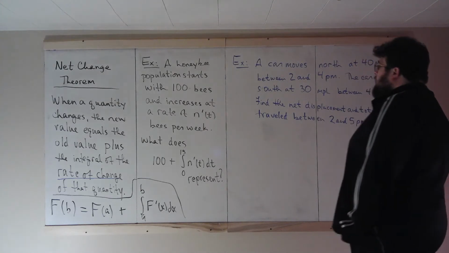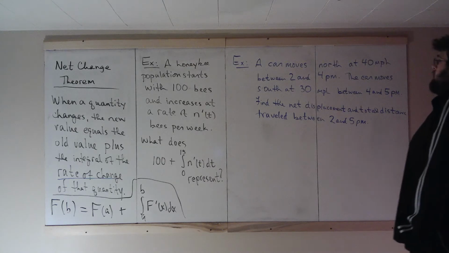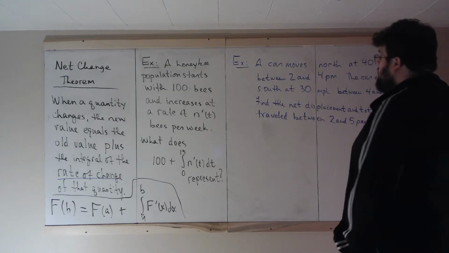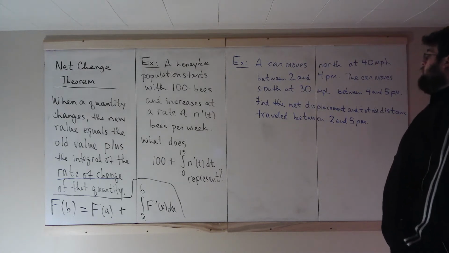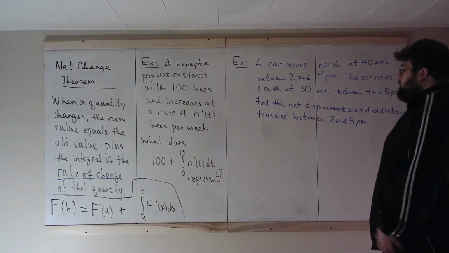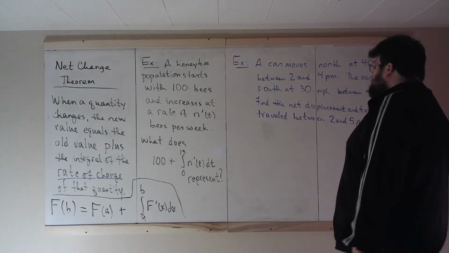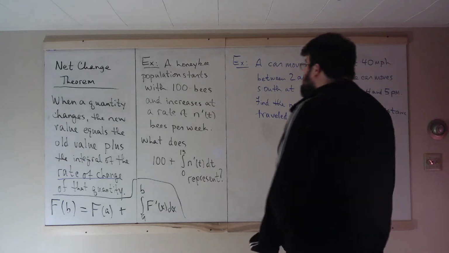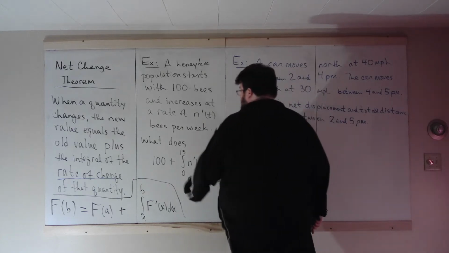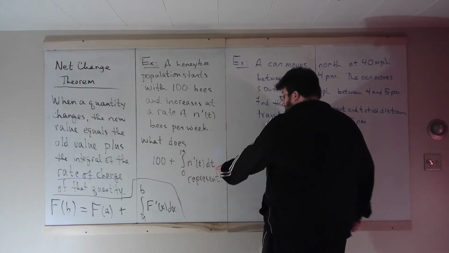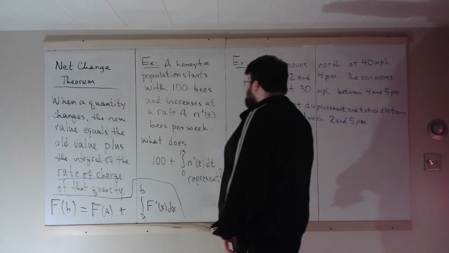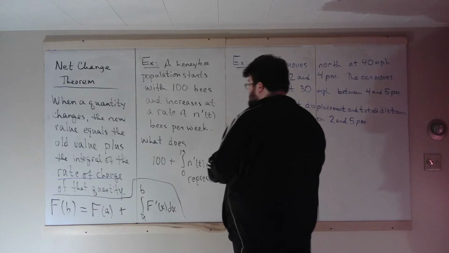First, a honeybee population starts with 100 bees. It increases at a rate of n prime of t bees per week. And the question is, what does 100 plus the integral from 0 to 15 of n prime of t dt represent? Well, we start with 100, and then this is considering the integral of the rate of change from time 0 to time 15. What is our time unit? Well, our time unit is weeks.